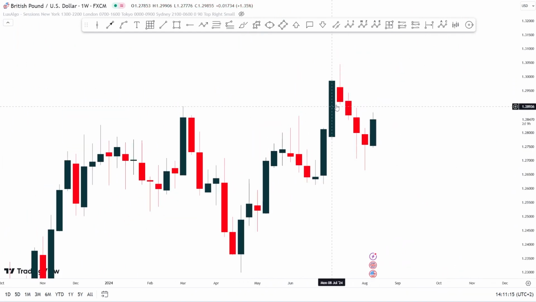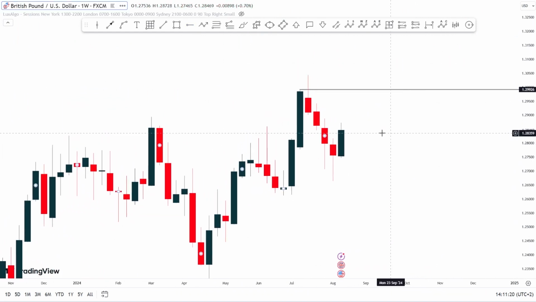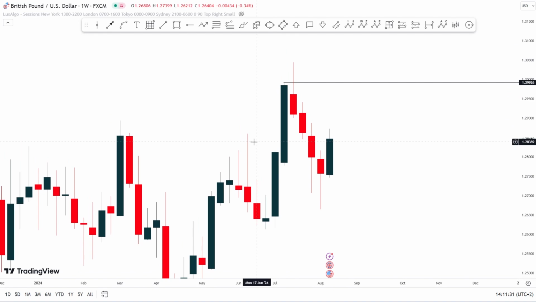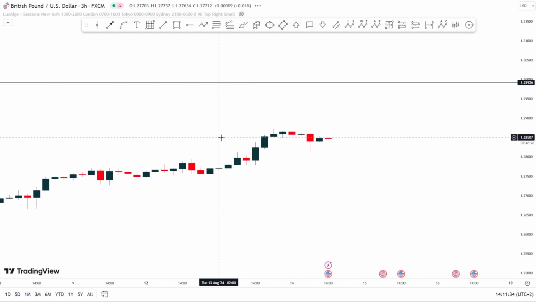Even around this area, you know this candlestick here, I have predicted this move here. If you follow us on Telegram, you will know that this move here, we predicted it to the downside. Let's move on to the 4 hours or 3 hours. You will see this move here.